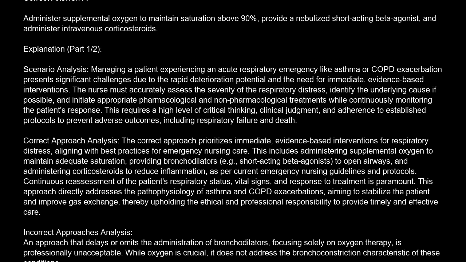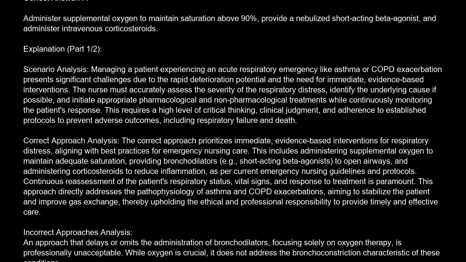The nurse must accurately assess the severity of the respiratory distress, identify the underlying cause if possible, and initiate appropriate pharmacological and non-pharmacological treatments while continuously monitoring the patient's response. This requires a high level of critical thinking, clinical judgment, and adherence to established protocols to prevent adverse outcomes, including respiratory failure and death. Correct approach analysis.